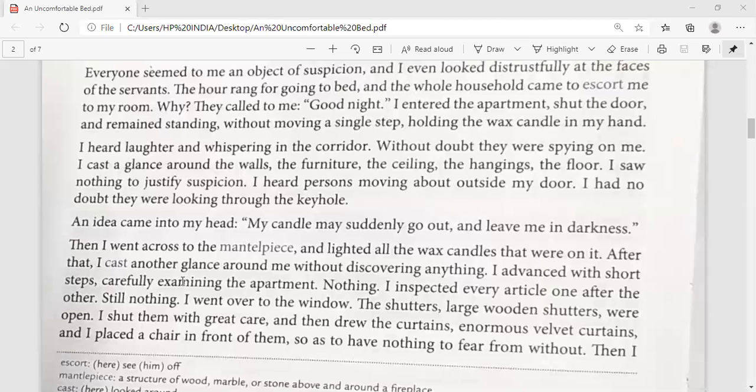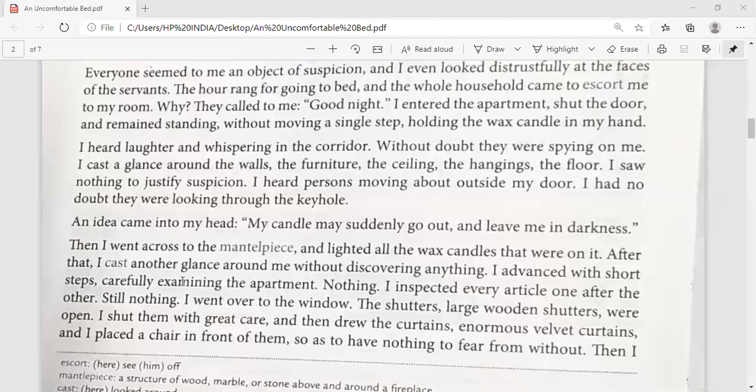They were open. I shut them with great care. So he was thinking that I should close the window shutters also. So he shut them with great care and drew the curtains, and he covered the window with curtains. Enormous velvet curtain. Velvet is a fabric. You might have seen your mothers wearing velvet clothes, right? So enormous means very big. So curtains were enormous, they were huge in size.